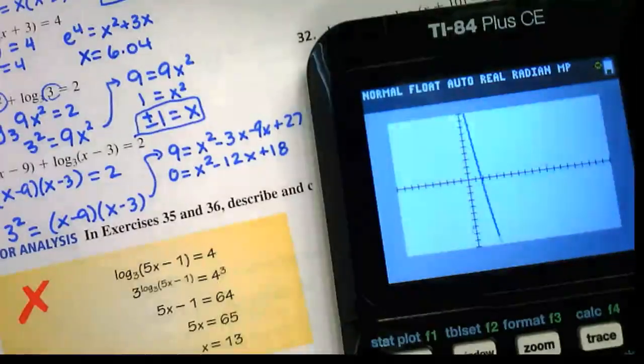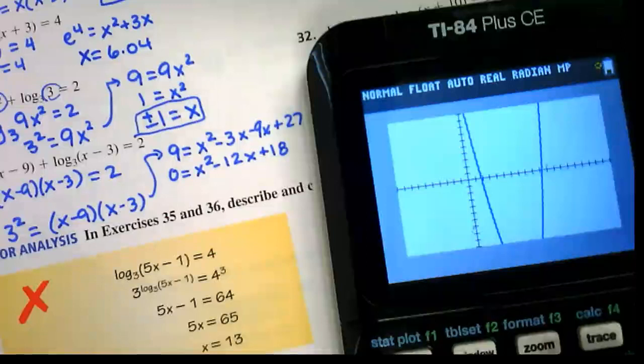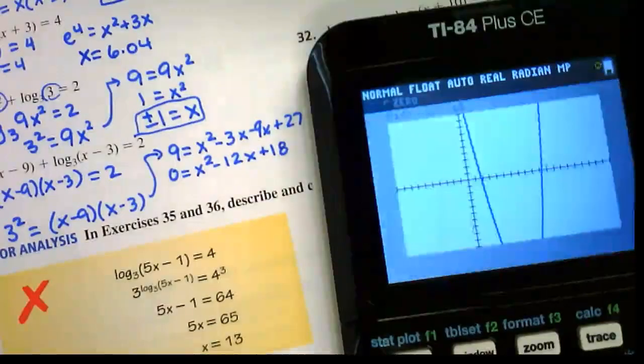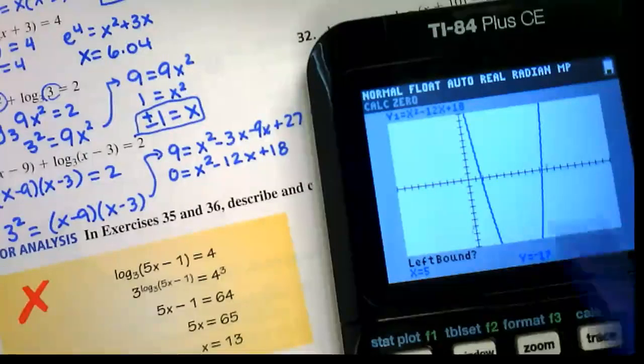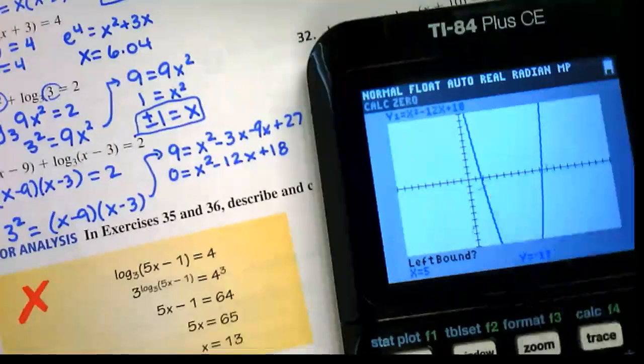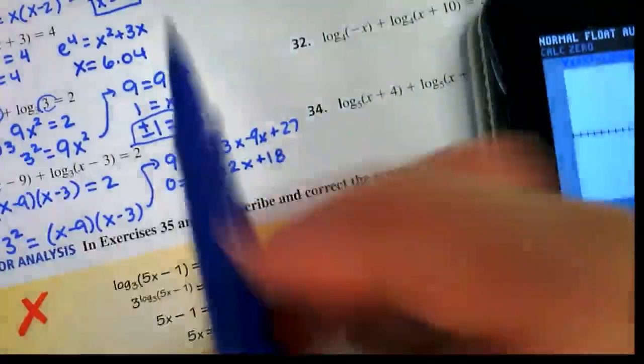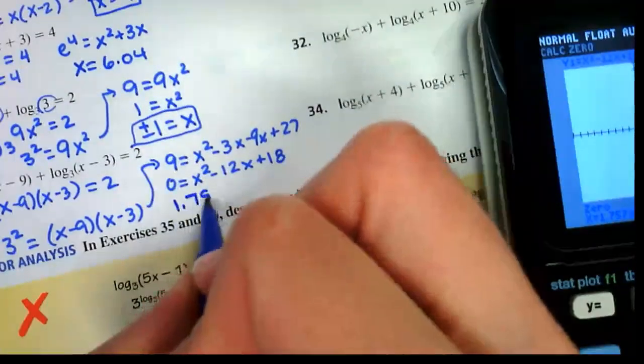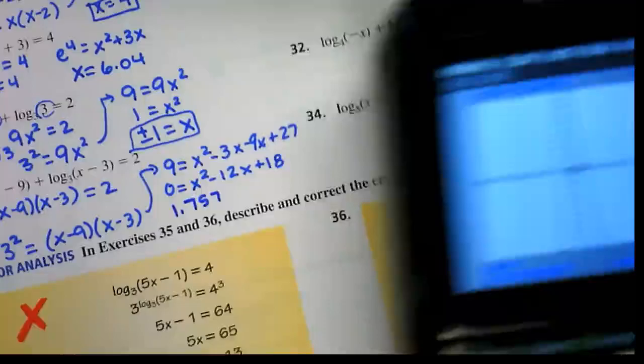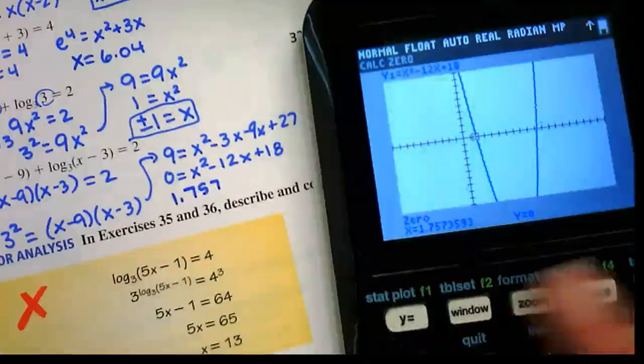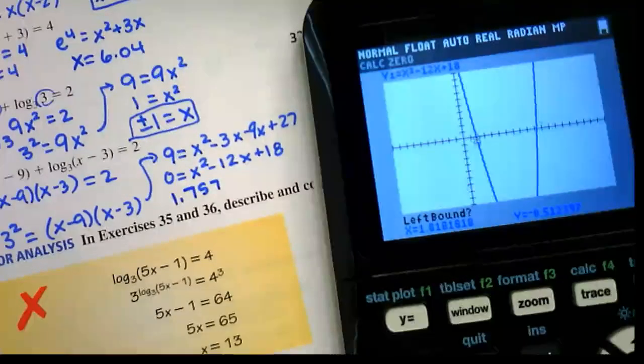I have two solutions. So I'm going to go second, calculate my zeros. If I want to find this one first, left of it would be 0, to the right of it would be 2, and a guess. This is 1.757, so 1.757. And then the next one, second, calculate 0.